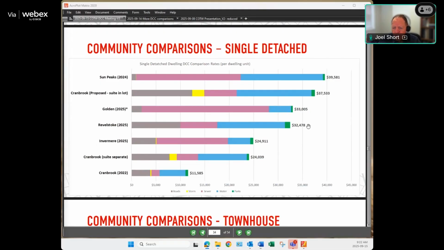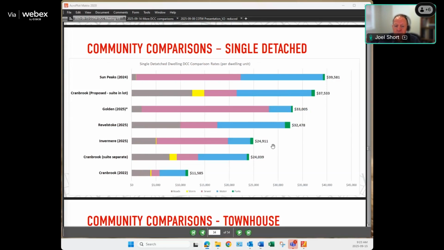Revelstoke about 33,000. And by the way, Revelstoke does it by floor area, so it kind of depends on the floor area you pick in terms of the comparison. So this is based on I think a 200 square meter home, which is about 2,150 square feet. So probably a little on the smaller side. If you have a bigger home, it's going to cost more. If you had a 2,600 square foot home, Revelstoke would be more like $39,000.